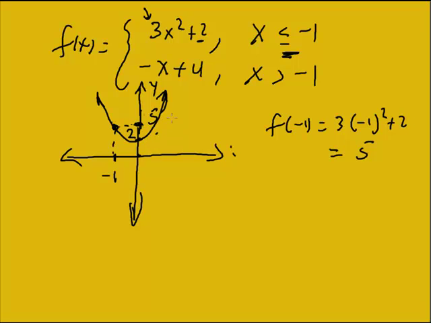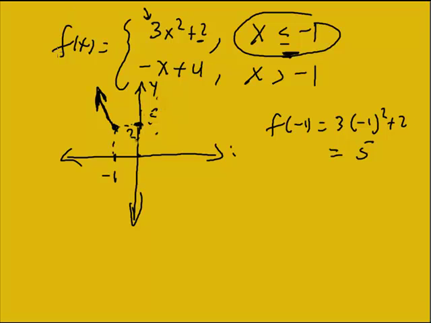All right, so this parabola only exists to the left of -1. So that means it only exists in this portion of it. It doesn't exist anywhere else. So that means I will have to erase everything to the right of it. So that part of the parabola now disappears.